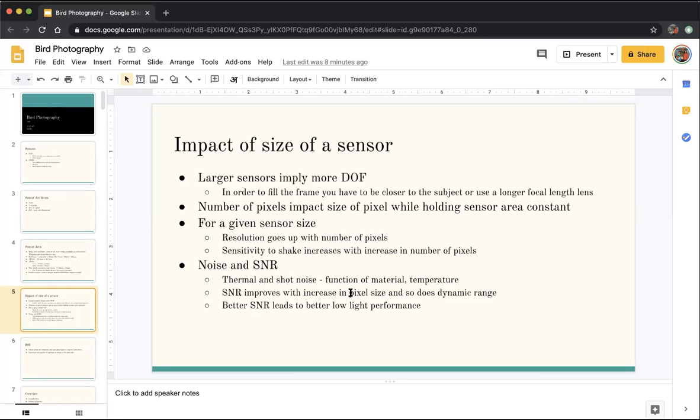So think of it as a bucket, and you're basically looking at the area of the pixel, so it can collect more photons. The more photons it can collect and accumulate over time till it gets saturated, that basically corresponds to the signal.